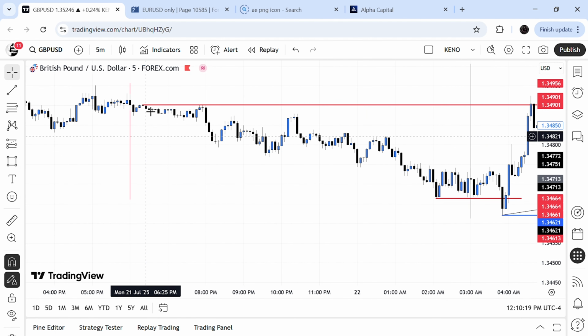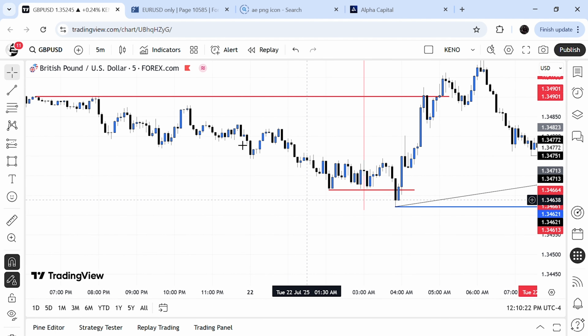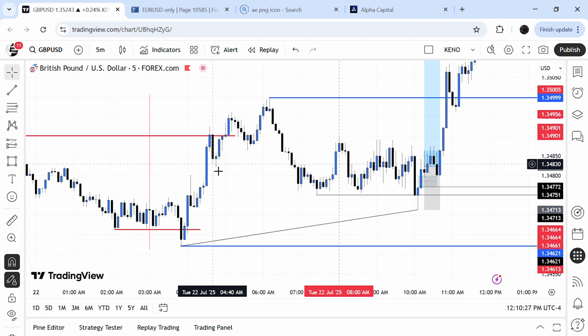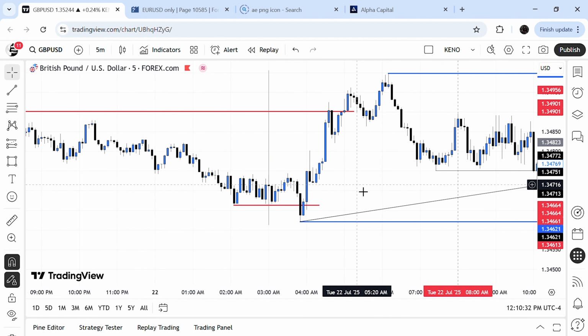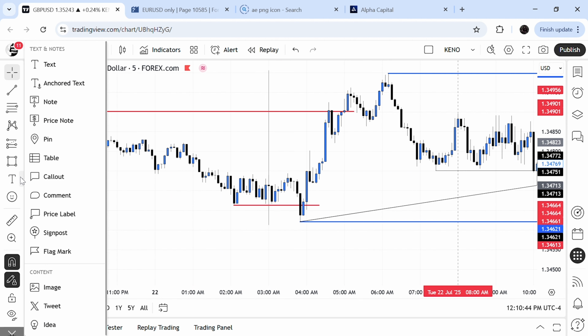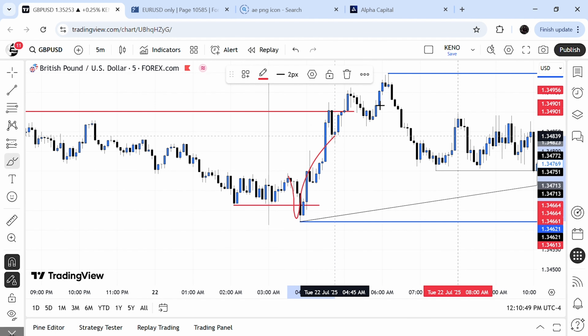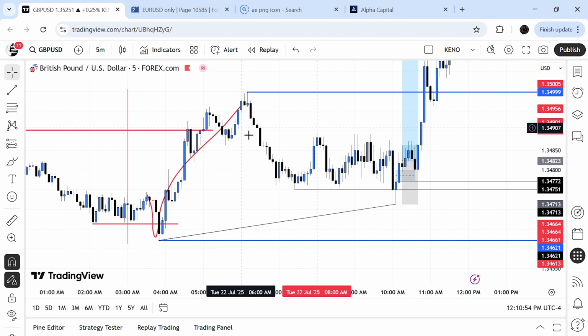So basically I have Asian session marked up with the red colors. I had London session marked up as well, and I was kind of contemplating what my bias was until I realized that this was a manipulation right here. Let me show y'all. This was a manipulation right here and the reversal. So that simply means the bias for the day was bullish.